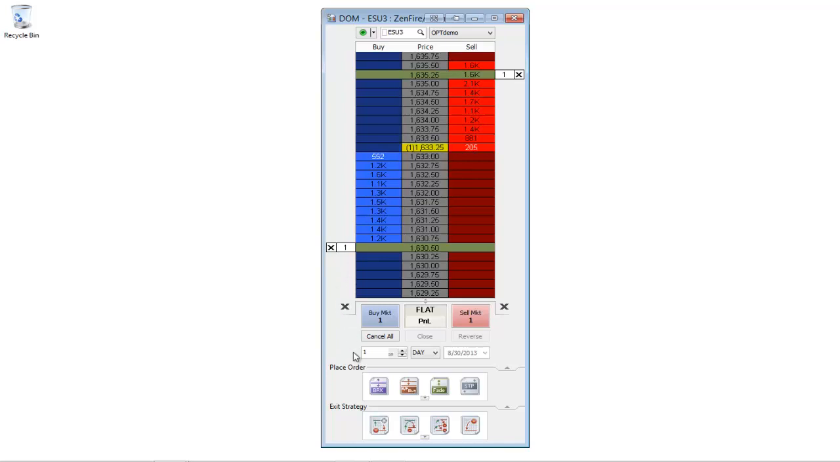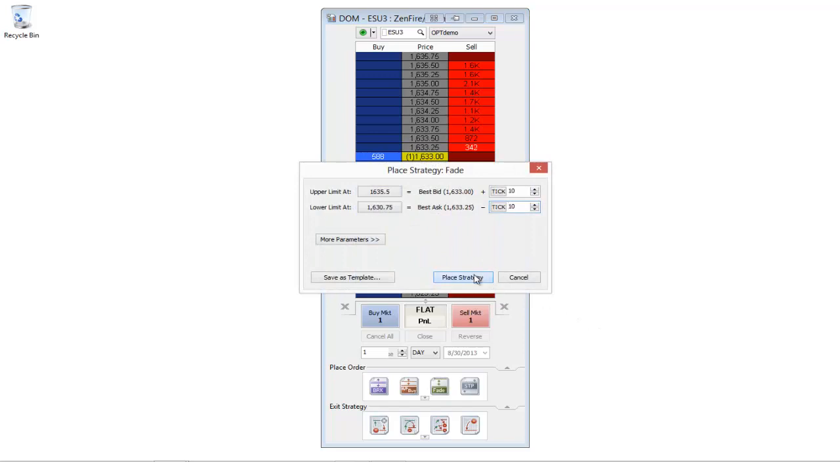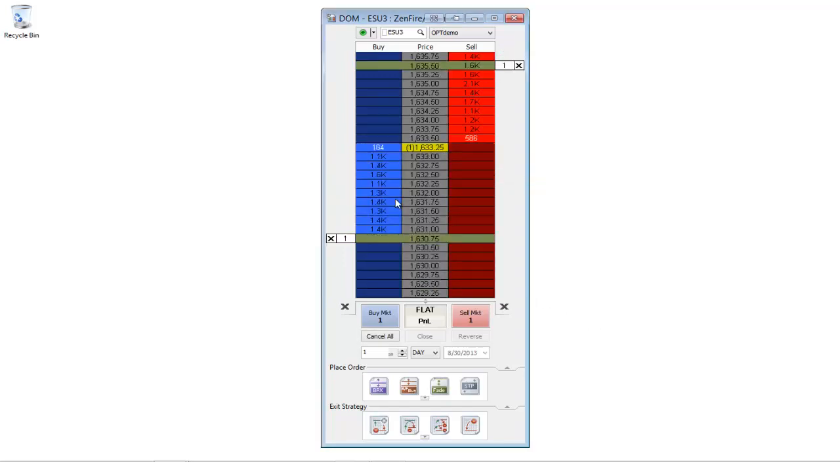Now just some more things about the dome. Since these are OCO orders that are deployed, when one is canceled, the other is going to be canceled. So keep that in mind with your fade strategies. If you place it using this method, and you decide, you know what, I only want to look to go short, so I'm going to cancel this order, it is going to cancel the other one as well. So that's one more detail to keep in mind.